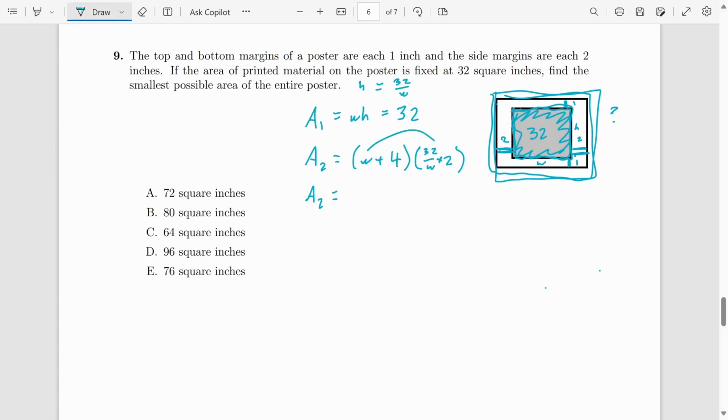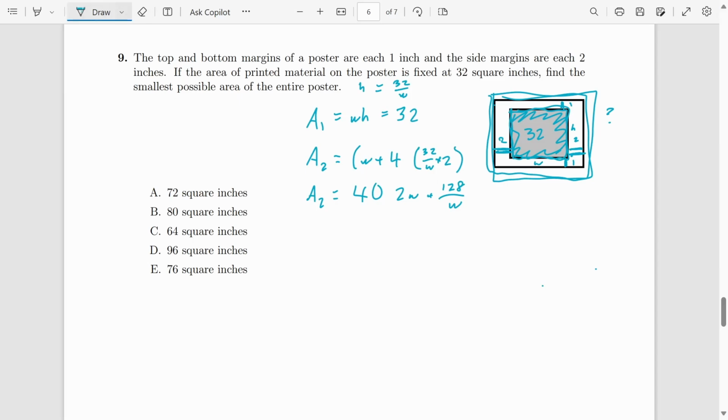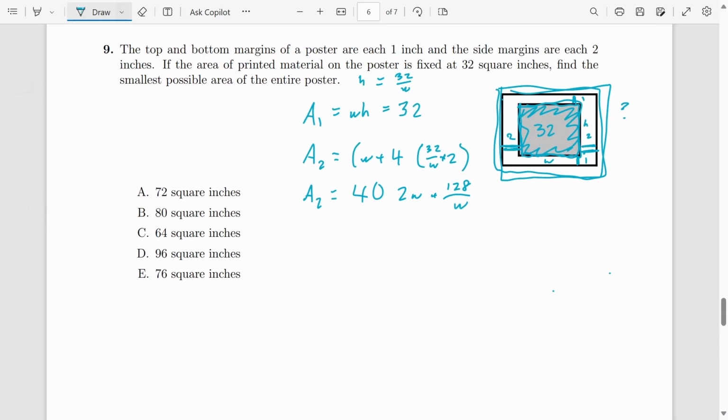So W times 32 over W is just 32. W times 2 is 2W. 4 times 32 over W is 128 over W. And 4 times 2 is just 8. And since we have two constants here, let's put them together. Let's combine 32 and 8 to make 40. Not 48, sorry, just 40. So there we go. We have that all foiled out now, and it should be easier to take its derivative. So let's go ahead and do that.